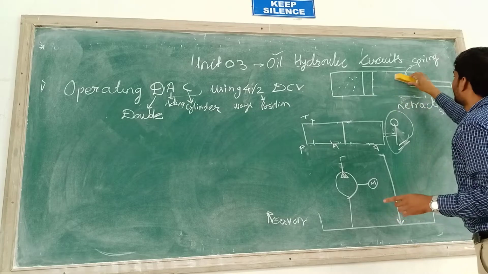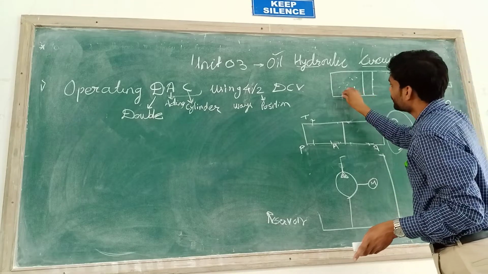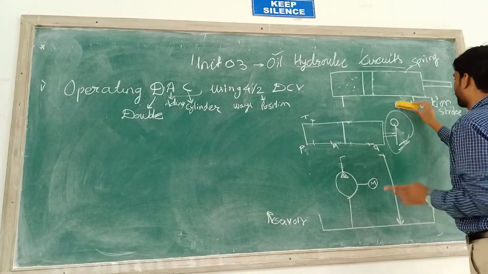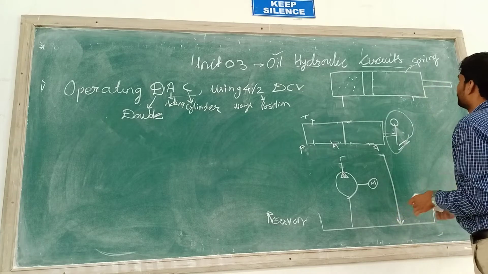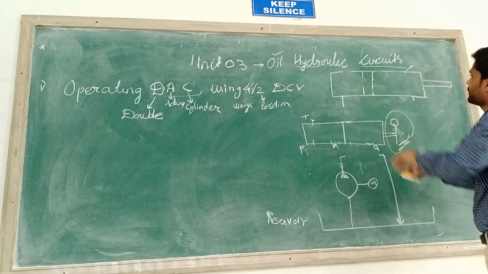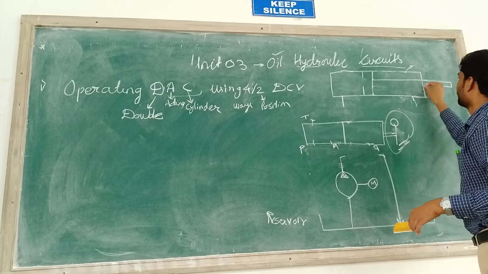Means what? The entry of oil is on both sides of the piston. And we remove the spring here. This is the symbol for double acting cylinder.